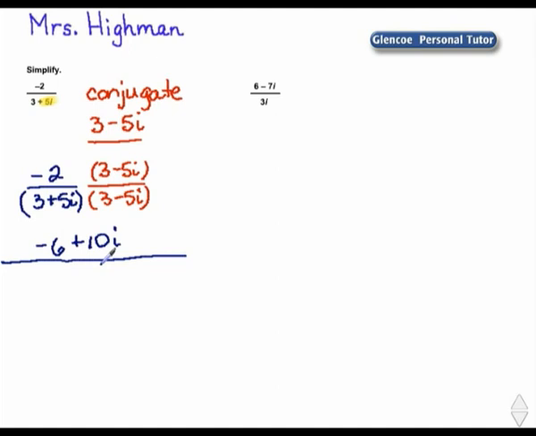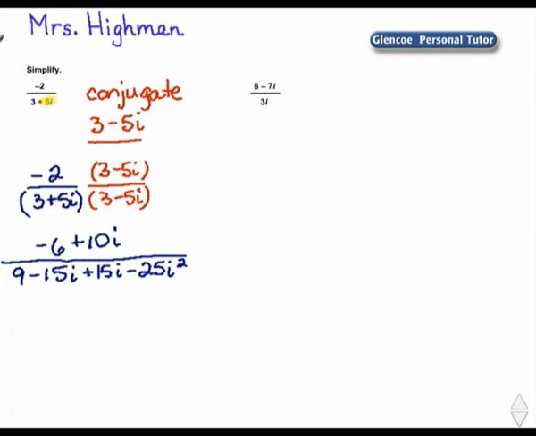And in the denominator, we need to use the distributive property, and we're going to take 3 times 3, which gives us 9, and then 3 times -5i would be -15i, and then distribute the 5i to each term. So 5i times 3 would be a positive 15i, and 5i times -5i is minus 25, and this time i squared, because i times i is i squared.